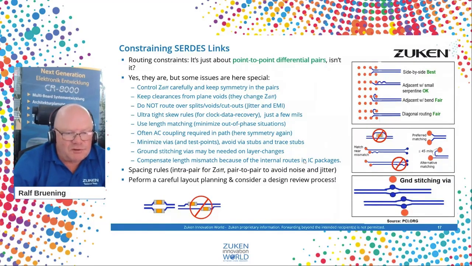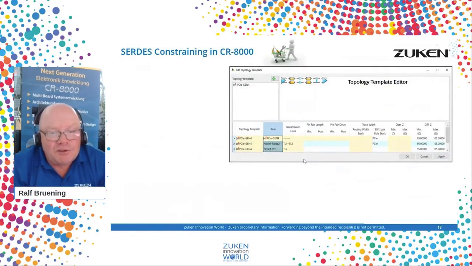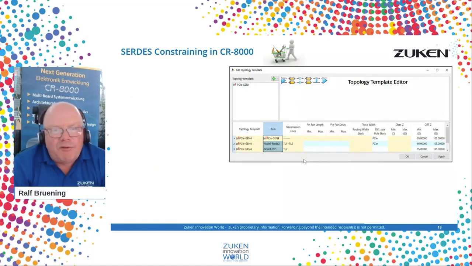You have spacing rules within the differential pair and pair-to-pair rules. So careful planning, careful constraining. If you use CR-8000, you have all the tooling in-house. The topology is rather simple. Here we have one of these SerDes technologies: it's a point-to-point with an AC coupling capacitor with termination at the end.